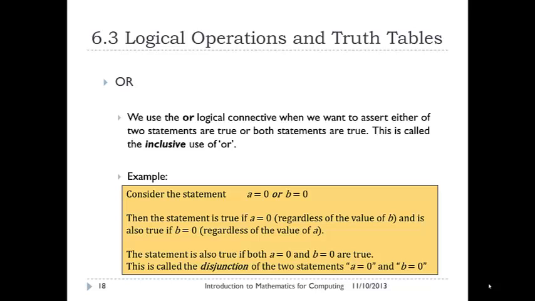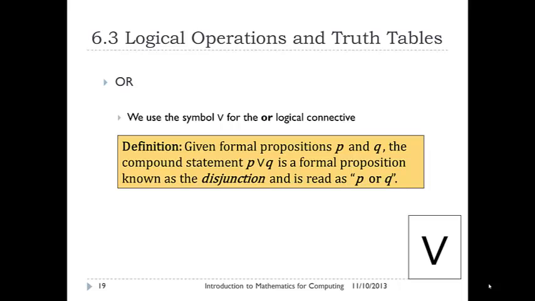In a similar fashion to how we looked at the truth table for AND, we can also consider a truth table for OR. We'll come to that in a moment. In terms of the symbol we use for the OR logical connective, it's a V-type symbol. And the definition for the OR logical connective, or for a disjunction: given formal propositions P and Q, the compound statement P or Q is again a formal proposition, so we can assign a truth value to it, known as the disjunction, and it's read as P or Q.